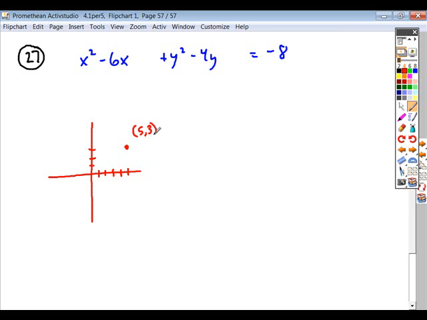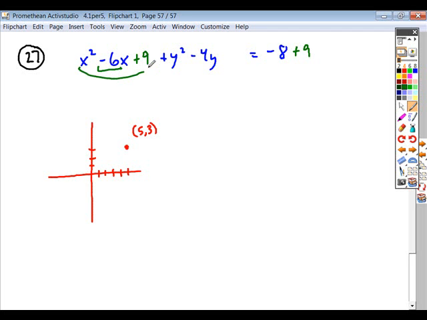What we need to know, though, is what our circle looks like on this sketch. So we need to find its center. In order to find the center, we're going to complete the square here. To complete the square, we look at our first degree term's coefficient. We're going to take half of that, and we're going to square it. So half of negative 6 is negative 3. Negative 3 squared is positive 9. So we're going to add 9 to both sides to maintain the balance of this equation.